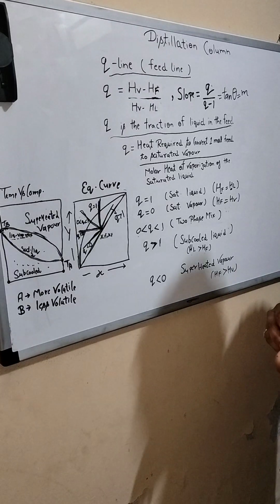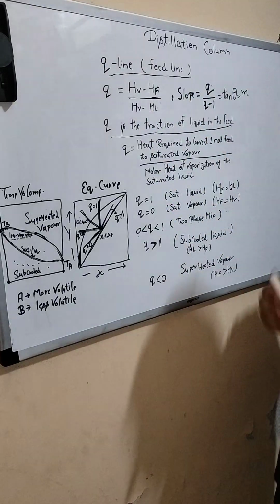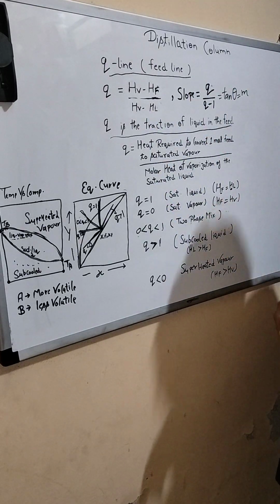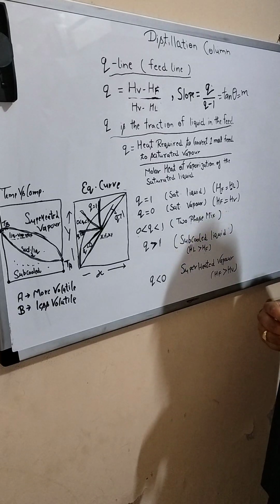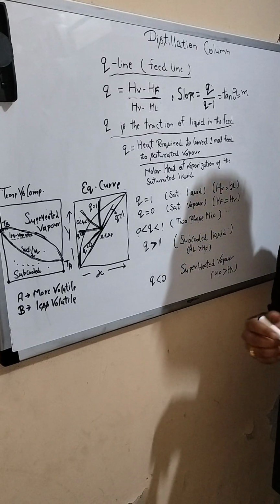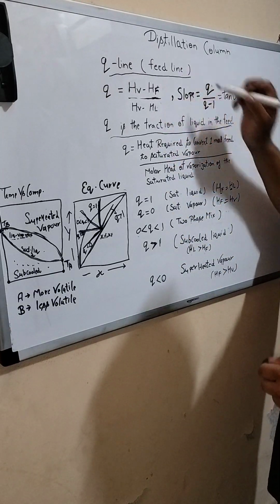Now we will today discuss the distillation column, and in the distillation column we will discuss the Q line. Basically, it is the most prominent favorite question for the interviewer, which in every interview they ask about: what is the Q line? So basically, the Q line is the feed line.